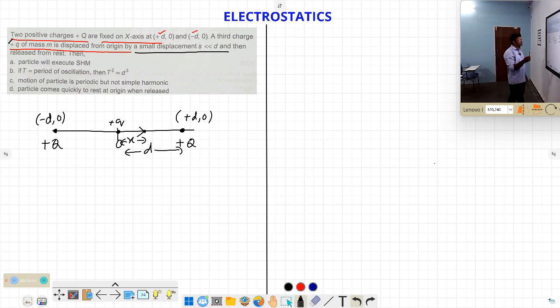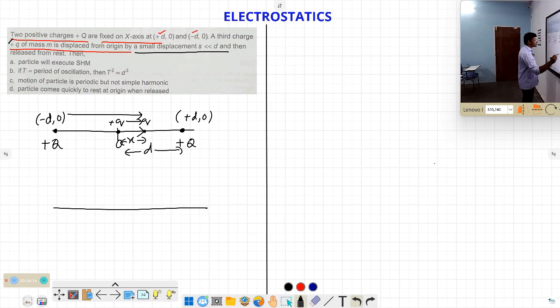We can check it. Whenever the charge is displaced from this position to this position, what happens now? This charge becomes more distant from the first one, the left side one, and it becomes nearer to the right side one. So the distance between the charges changes. Now if you observe the diagram, this is the origin and this is the actual plus q charge. After displacement of that q, this is the new position of the q from the origin. It is displaced from the origin.